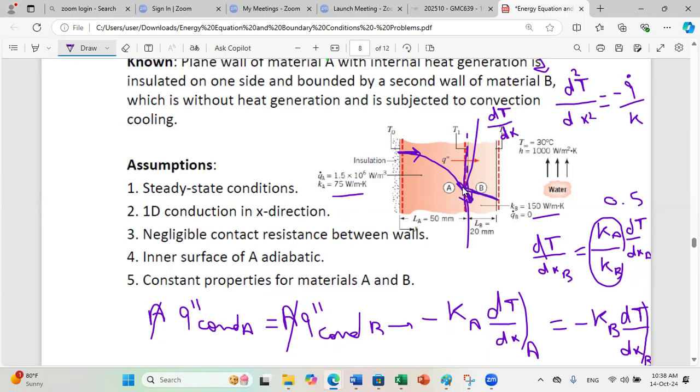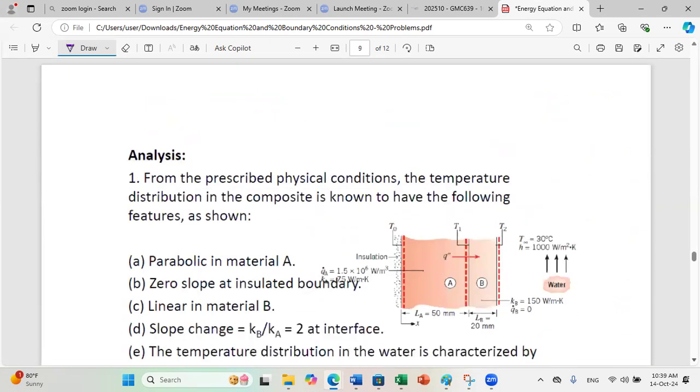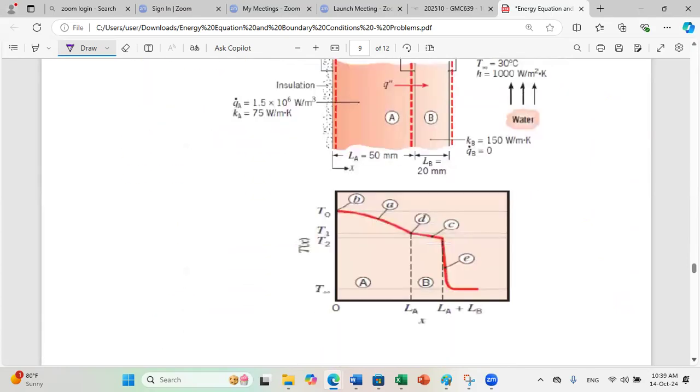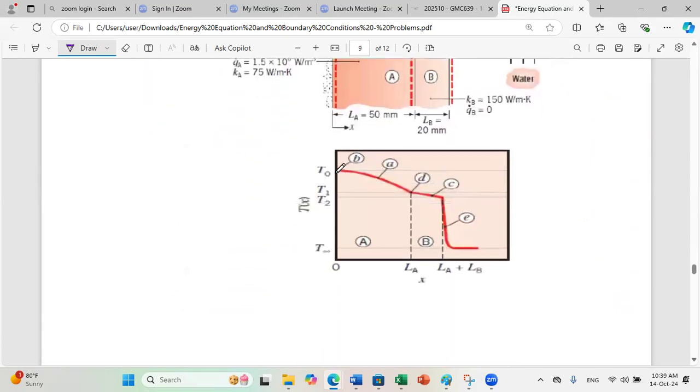So this is how you can draw the profile of variation of temperature in your walls, okay? So as you can see here, maximum temperature at x equals 0. Then here suddenly the slope will be reduced by 2 because of different conductivities of materials, okay? And here finally you have the convective coefficient. Because of the convective condition, you have a sudden drop in temperature from T2 to T infinity.